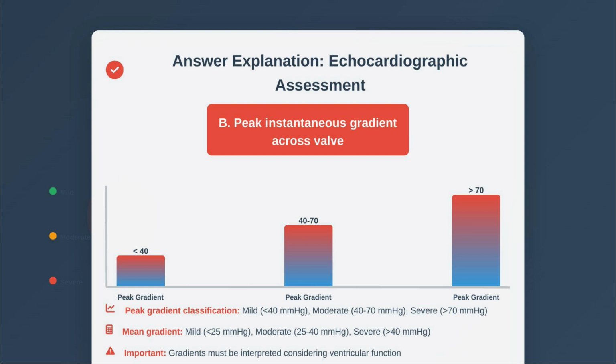Echocardiographic assessment of aortic stenosis severity in children primarily relies on Doppler-derived pressure gradients across the valve. Mild stenosis shows gradients below 40 millimeters of mercury, moderate between 40 and 70, and severe above 70. However, gradients must be interpreted considering ventricular function, as reduced contractility can lead to lower gradients despite severe stenosis.